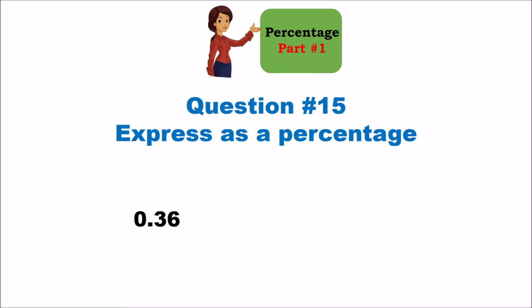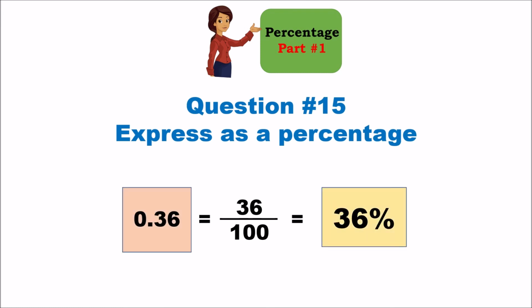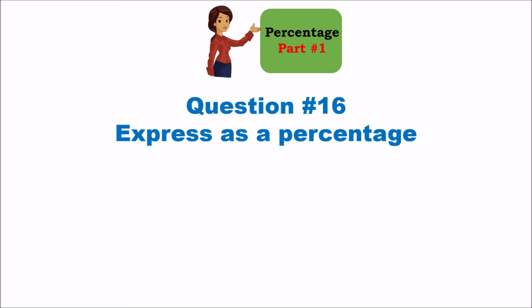0.36, we can rewrite that as 36 upon 100. Now the denominator is already 100, so we don't need to do anything with the denominator. Since this is already out of 100, that is going to be 36%. So 0.36 in terms of a decimal value is 36% in terms of percentage.